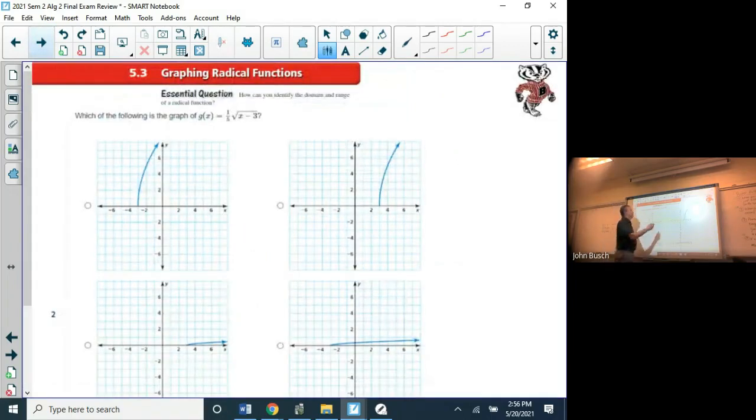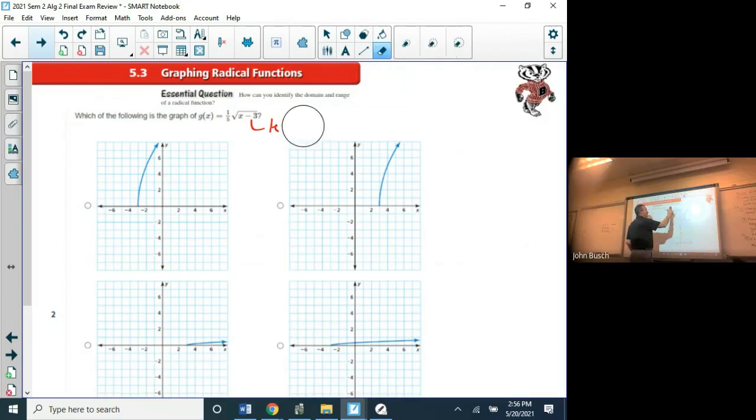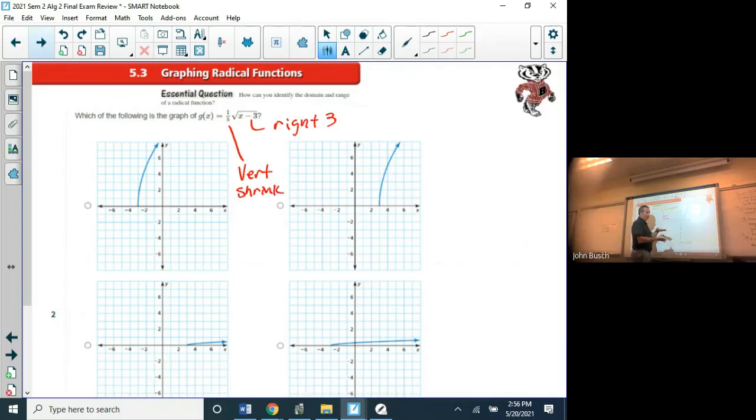This has a 1/5. This -3 inside actually shifts it to the right 3. And this 1/5 is a vertical shrink. So it'll shrink it down and make it look more narrow. And it'll move it to the right 3, not left. So this is the answer.